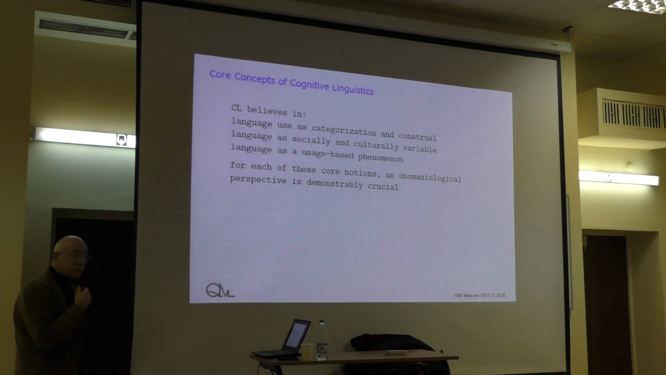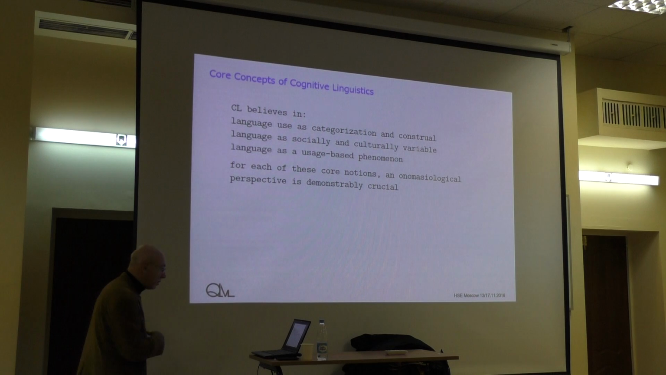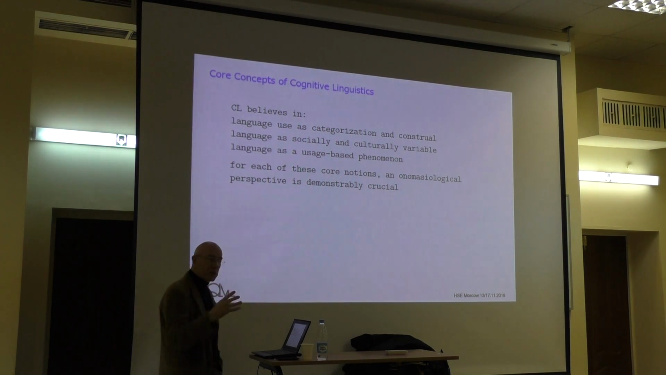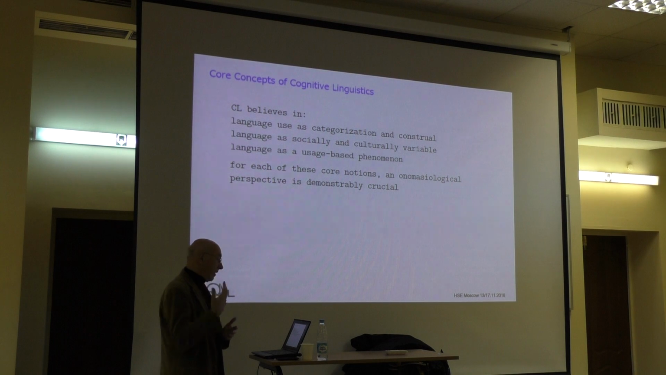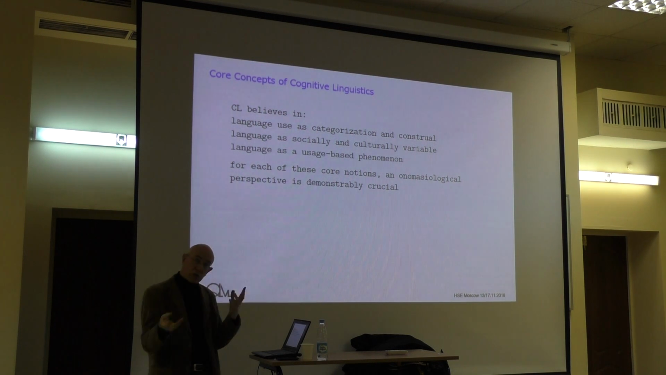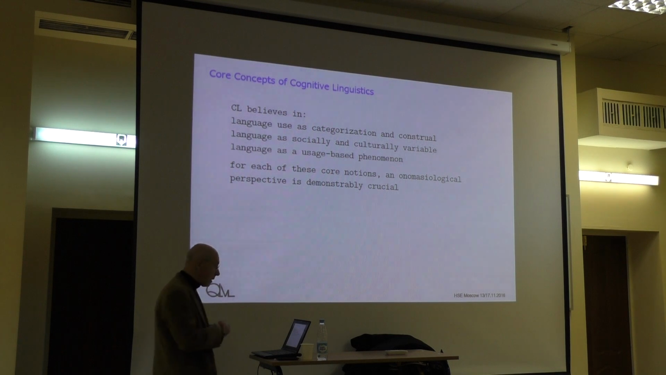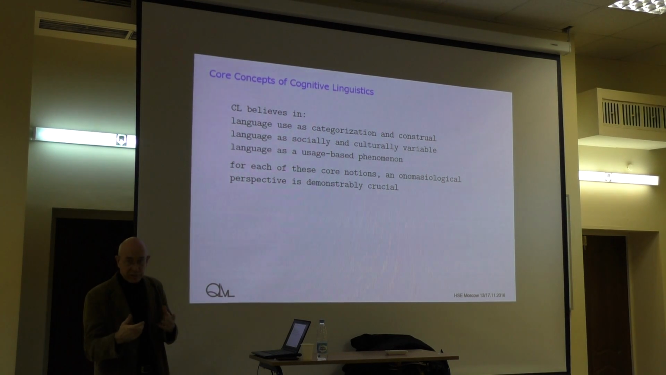Okay, maybe to recapitulate what I already mentioned in the introduction, a cognitive linguistic approach, and more broadly a post-Chomskyan cognitive functional approach, would believe in language as categorization and construal. That's the central position of meaning in the study of language. It believes in language as socially and culturally variable, and you want to take that along in your description. And language as a usage-based phenomenon.